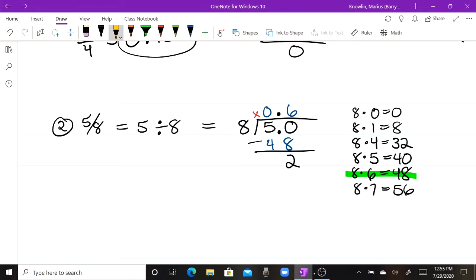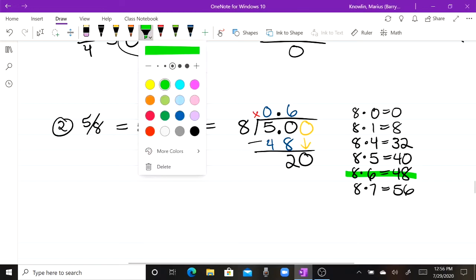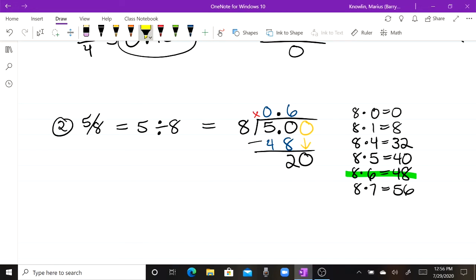Now we're going to add another 0, and we're going to bring that 0 down. So that's going to become, how many times does 8 go into 20? Let's see, how many times does 8 go into 20 without going over 20? We don't have that one up here, so we need to go back and write our multiplication facts out. We skipped over 2 and 3, so let's see. 8 times 2 is 16. 8 times 3 is 24.